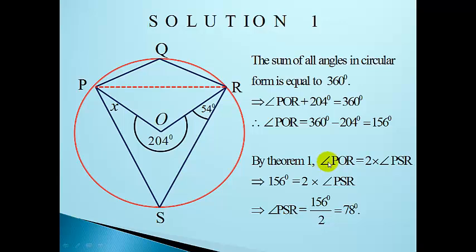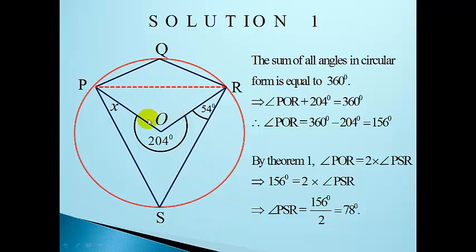I repeat, angle POR is equal to 2 times angle PSR. Why? Because PR is a chord, and the chord PR subtends an angle of 156 at the center. Now we know that the angle that the chord PR subtends at the center is equal to 2 times the angle that the same chord subtends at the circumference. That is at the point S.